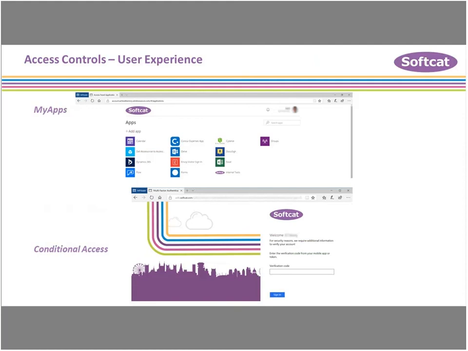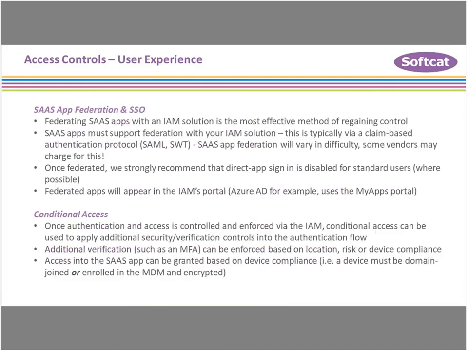Once I'm in, I simply click on an app and it allows me straight through. It doesn't ask me for username and password again. I get single sign-on into that application. Secondly, if we just go back to the previous slide, the next thing that we wanted to do once we disabled direct sign-in was enable conditional access, because this gives us the control over the verification option. So prove that you are who you say you are.